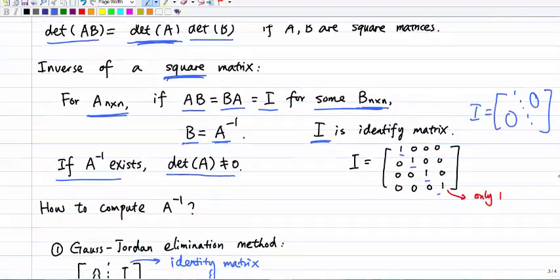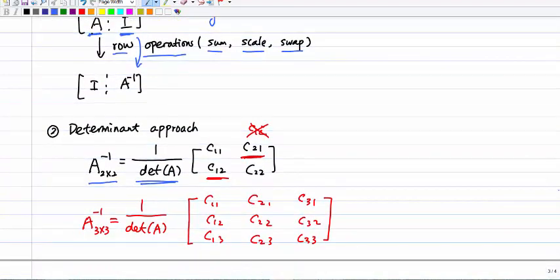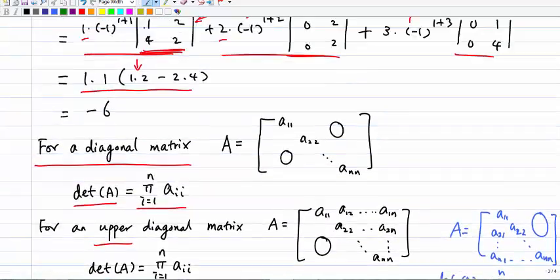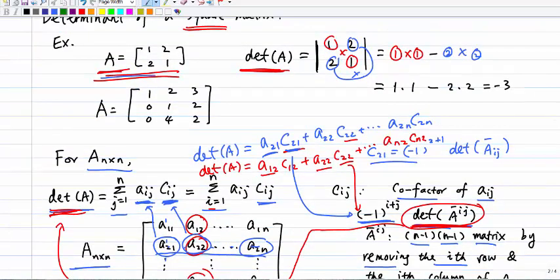So the inverse is 1 over the determinant of A times the cofactors. So this is C11, C21, C12, C22. Pay attention to the relationship: this is not C12, this is C21. So it's C11, C21, C12. It's just a different order. It's not C12, you swap. Cij is the cofactor I mentioned right over here. So when you compute the cofactor, don't forget the negative one to the power of i plus j.